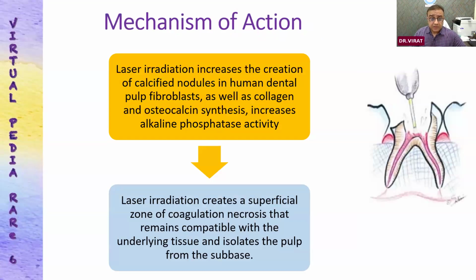The mechanism being that laser irradiation increases the creation of calcified nodules in human dental pulp fibroblasts as well as collagen and osteocalcin synthesis. It increases the alkaline phosphatase activity. Laser irradiation creates a superficial zone of coagulation necrosis that remains compatible with the underlying tissues and isolates the pulp from bacteria.